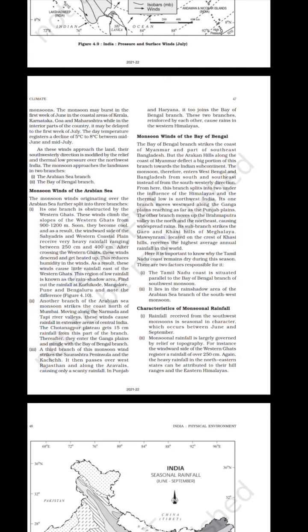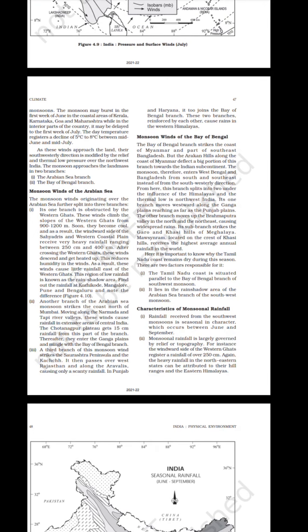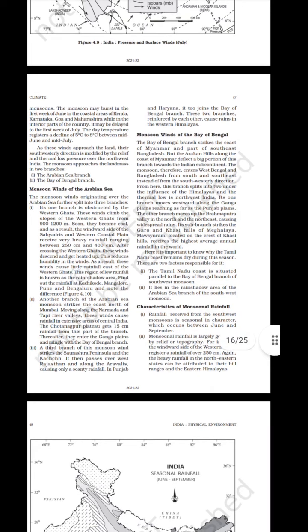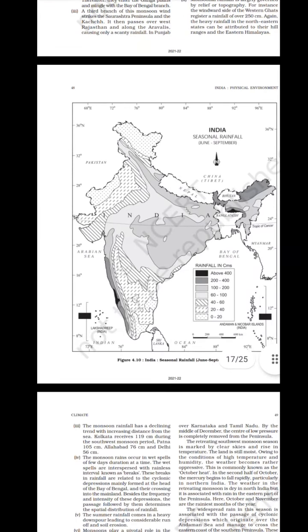Characteristics of monsoon rainfall. Rainfall received from the southwest monsoon is seasonal in character, occurring between June and September. Monsoonal rainfall is largely governed by relief or topography. For instance, the windward side of the Western Ghats registers a rainfall of over 250 centimeters. Again, the heavy rainfall in the northeastern states can be attributed to their hill ranges and the eastern Himalayas. Take a look at figure 4.10, India seasonal rainfall, June to September.